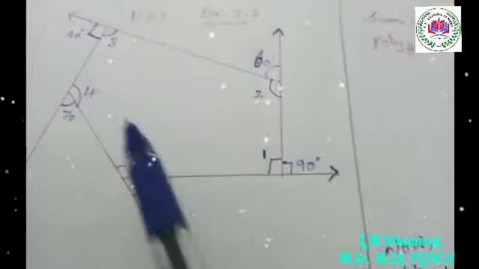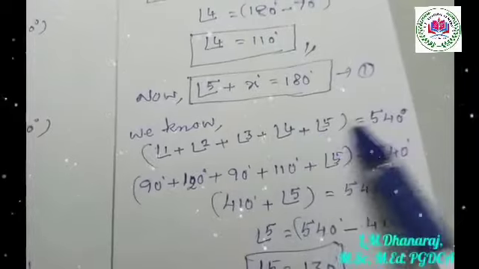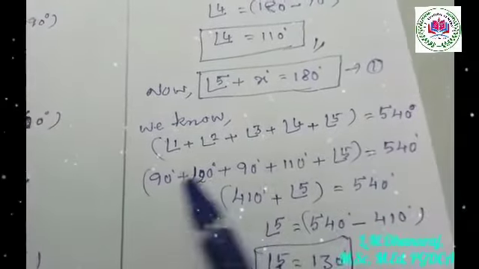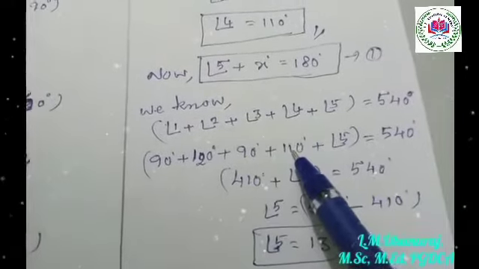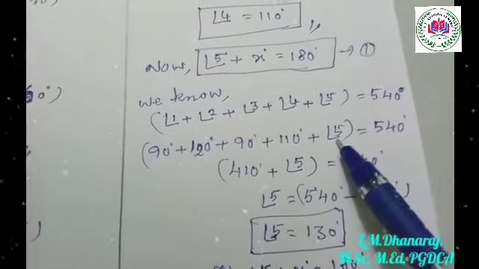So the sum of the interior angles will be 540, already we found. So that has to be replaced over here. So the sum of the angles is 540 degrees, that is angle 1 is 90, angle 2 is 120, angle 3 is 90, angle 4 is 110, angle 5 this is unknown.